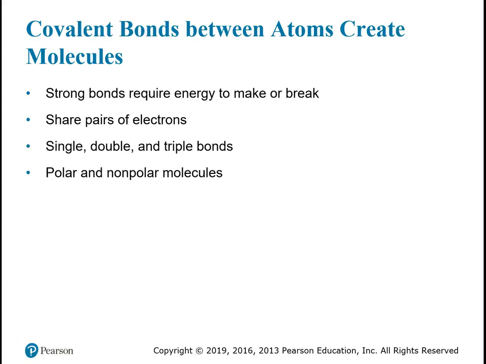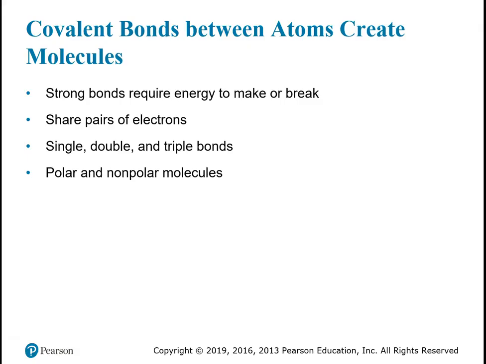All right, so we're going to talk about some of these different types of bonds. The first is a covalent bond, and that's what we just saw with water. These are very strong bonds that require energy to create them and to break them. Like I was mentioning, we have to boil water for a while at very high temperatures to get it to turn from a liquid into a vapor to break those bonds.